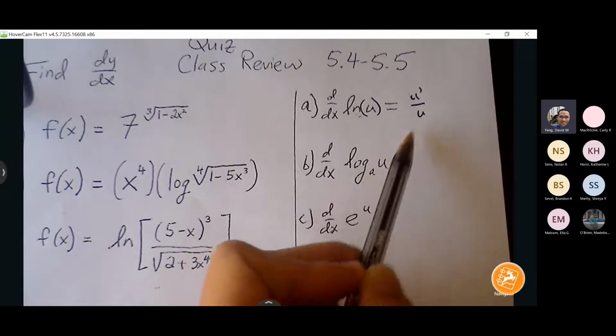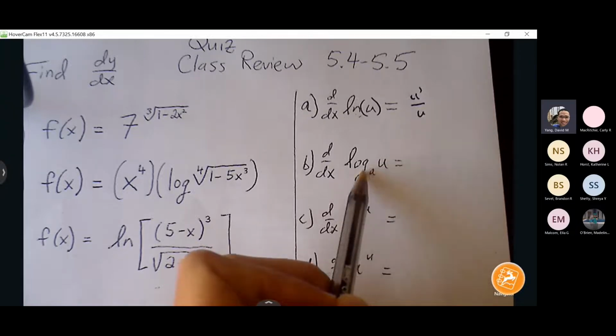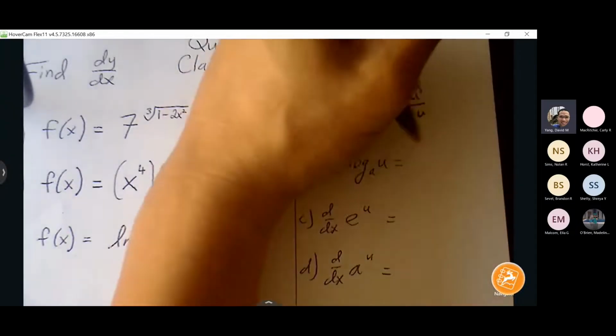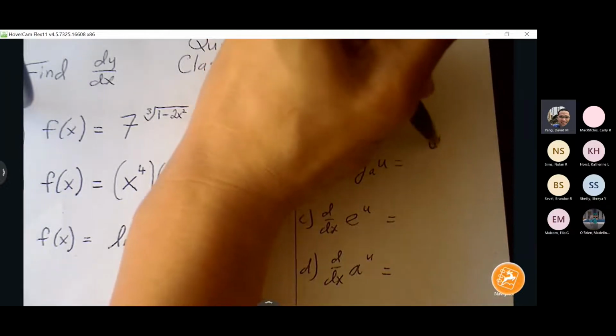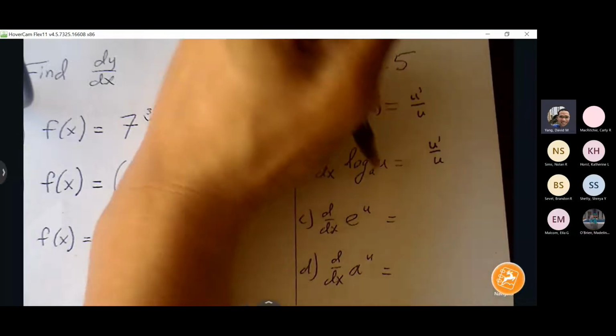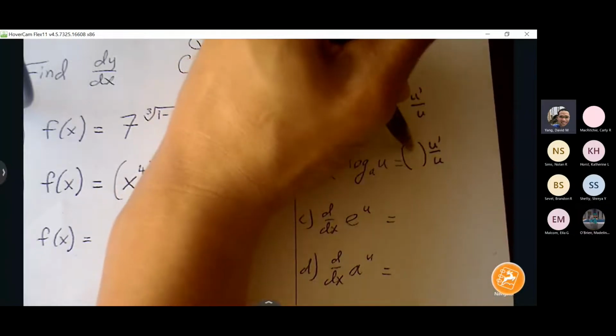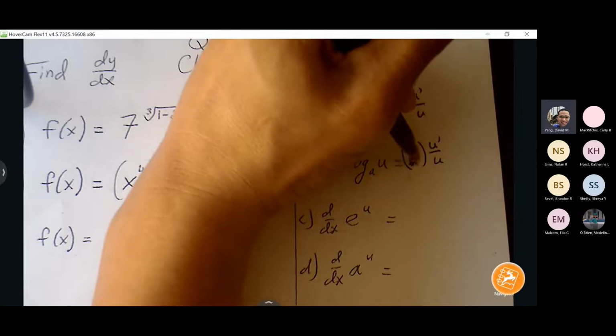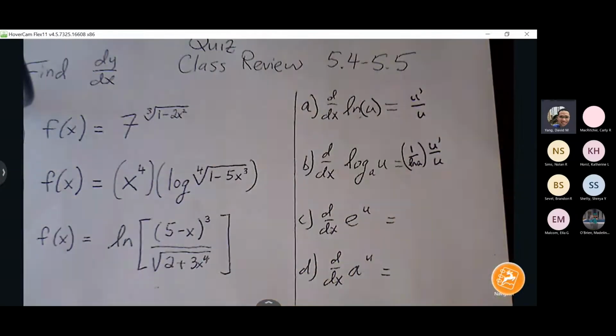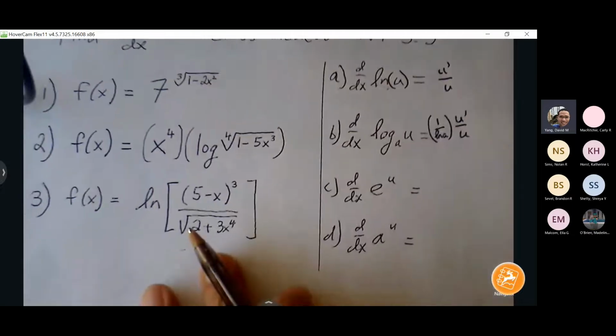They all will take on u prime over u as well, but there's a little bit of extra adjustment that needs to be made in front. So you still have u prime over u, but if it's base a, base 2, base 3, base 4, we have to include this conversion that has to happen. So 1 over natural log of a. It's just going to be a number or coefficient that's going to sit in front of u prime over u.